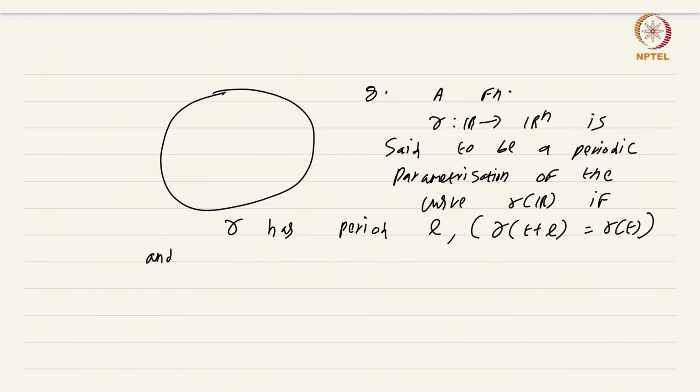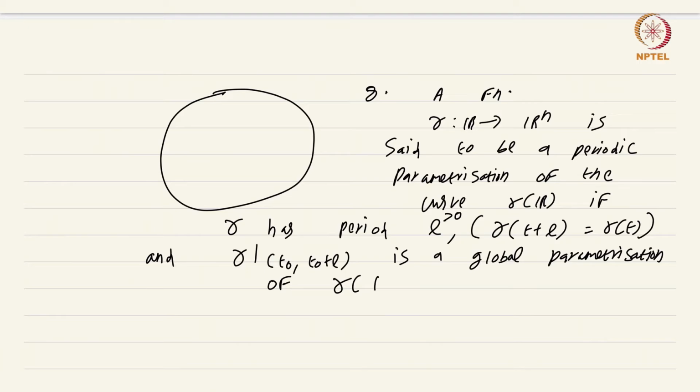And of course this L should be the least number such that this happens, and I'm requiring the period L to be greater than 0. It's the least number such that gamma of t plus L equals gamma of t for all t in R, and gamma restricted to (t0, t0 plus L) is a global parameterization of gamma of (t0, t0 plus L).